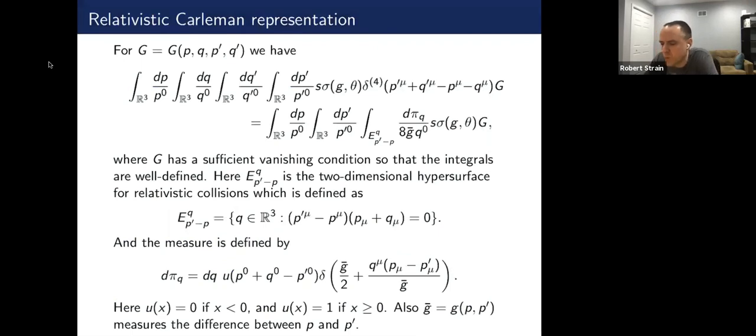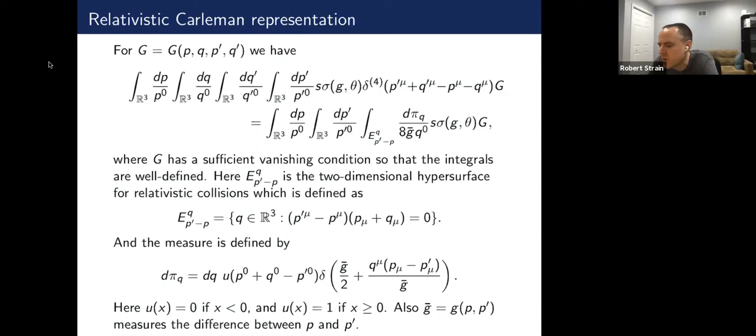Another quantity that we derived is something we call the relativistic Coulomb representation, because Coulomb derived a different representation for the Newtonian Boltzmann equation, but the proof is similar in spirit, although not quite the same. If you integrate over dp, dq, dq prime, dp prime, so these are all relativistic invariant quantities, that's why you divide by p0, q0, q prime 0, and p prime 0. And you have s sigma, and then you have this same delta 4 function from before, and you have this g from before, which is a function of all the variables.